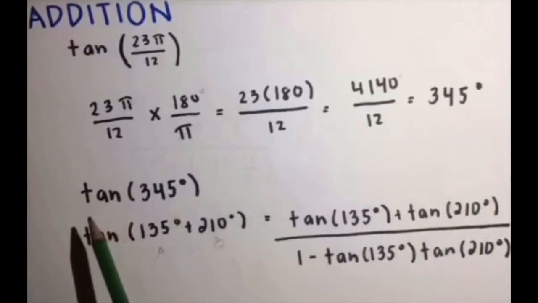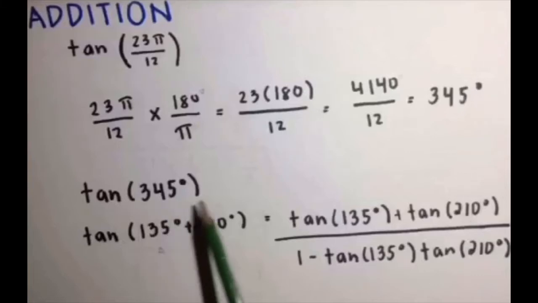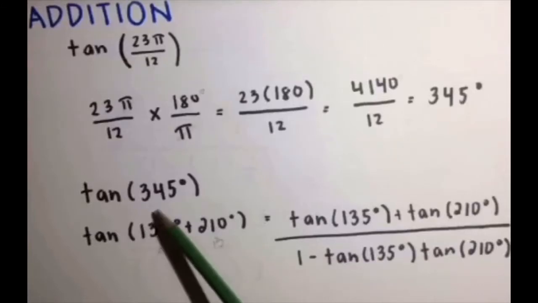We will use now the tangent 345 degrees. Just like what we did in sine and cosine, we will think of two angles that their sum is 345 degrees. So the angles are 135 degrees and 210 degrees. Those are our A and B. Now let's substitute it to our formula.